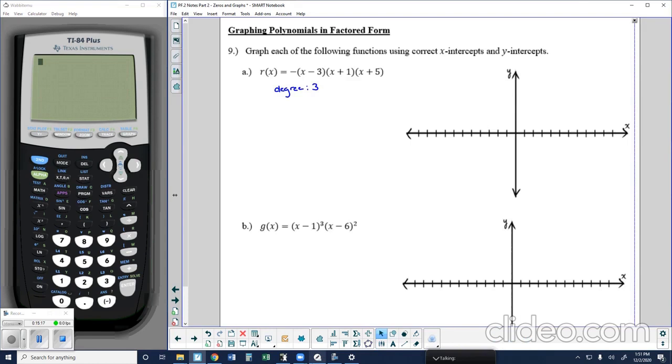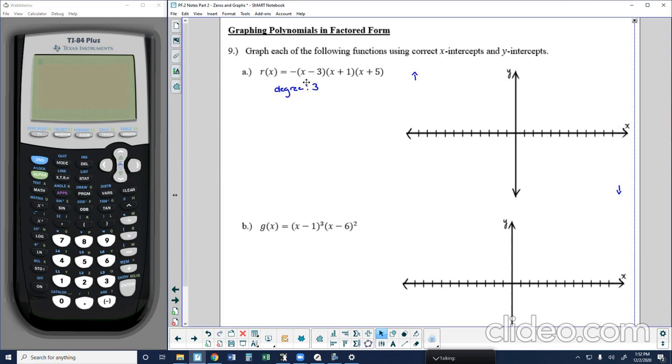It has a negative leading coefficient. So what I'm going to do in my graph is go over here and sketch it to the right. I know this is going down because the coefficient is negative. I know it's going up to the left because the degree is 3, so it's going to go in opposite directions. Now I'm going to sketch my x-intercepts.